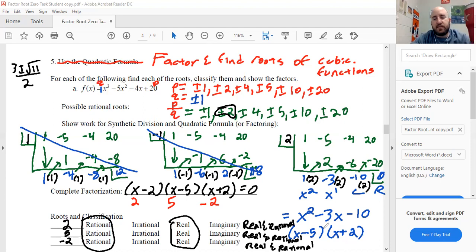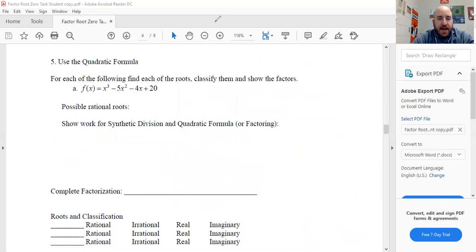So again, I'm going to leave this for about 15 seconds in real time. You can pause and get what you need. And now I'm going to move on to part B. All right, so we'll clear that and we'll move on to part B.